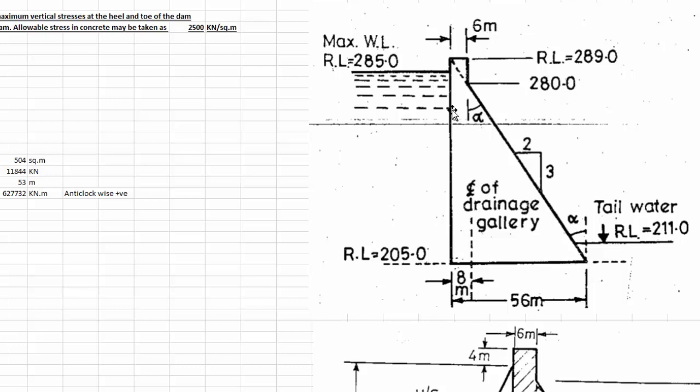If I calculate the area of these two parts, the rectangular part and the triangular part, and multiply it with the unit weight of concrete, which is given to me, 23.5 kilonewton per cubic meter, then I can calculate the self load of the dam. This self load of the dam is acting vertically downwards, and we will also calculate the moment arm of both the shapes, the rectangular shape and the triangular shape.